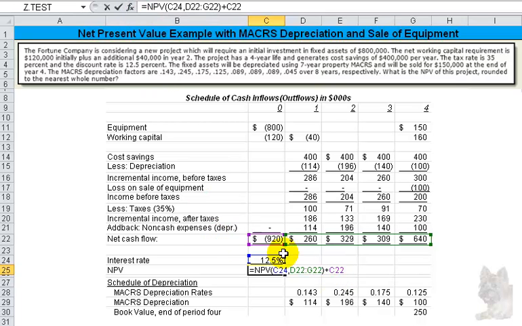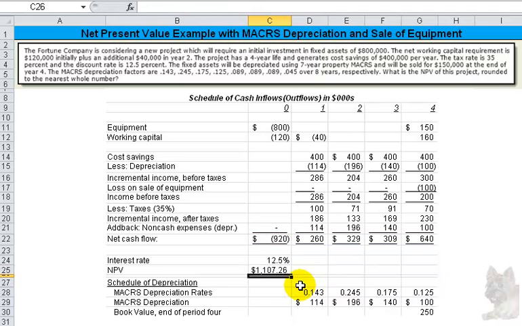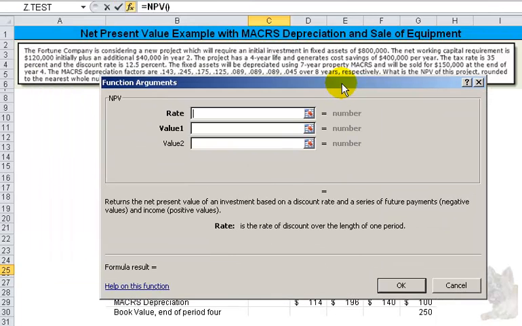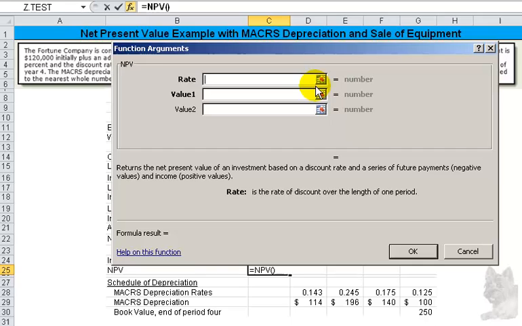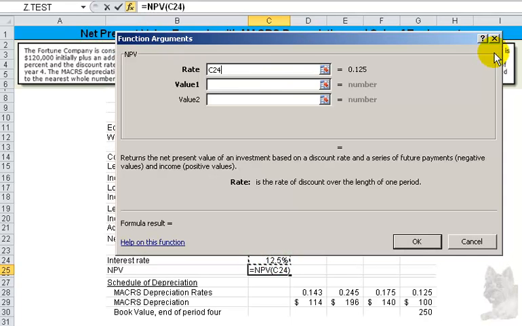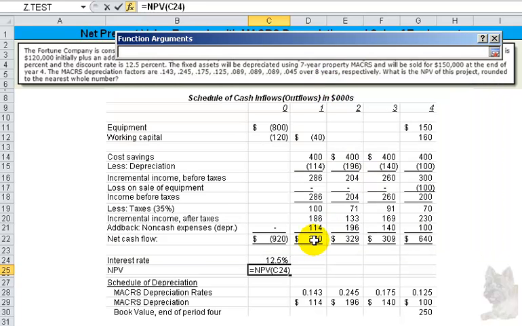Actually, I'm going to do this in a couple steps here. That's going to change it slightly. That's the wrong answer, but why don't I actually compute it for us? What I normally do is I type equal NPV, hit the left paren, hit the F2 to call up my function arguments, then I go point to them. Okay, so my rate is there, and then my values have to start at the end of the first period. So I've got to start here and go through there.